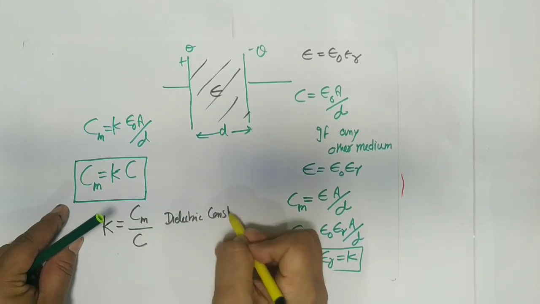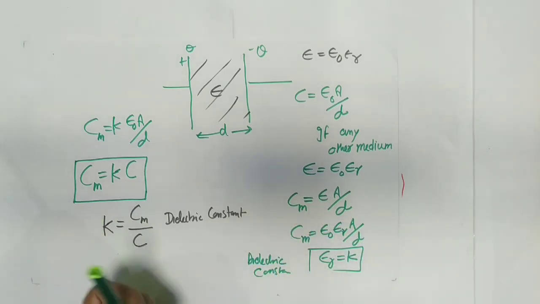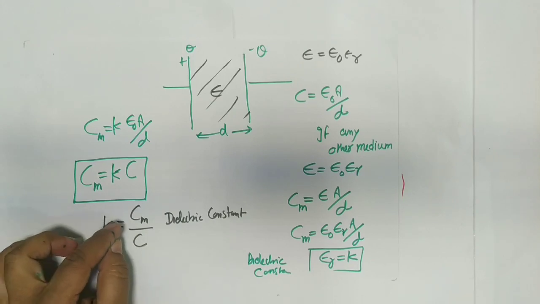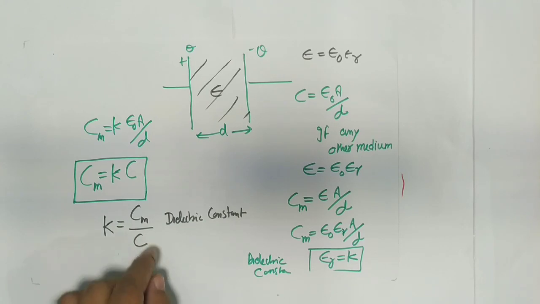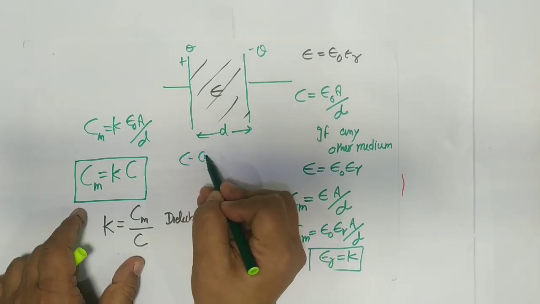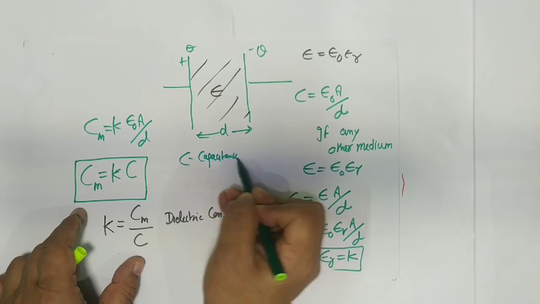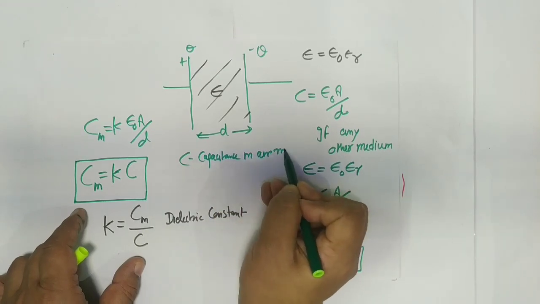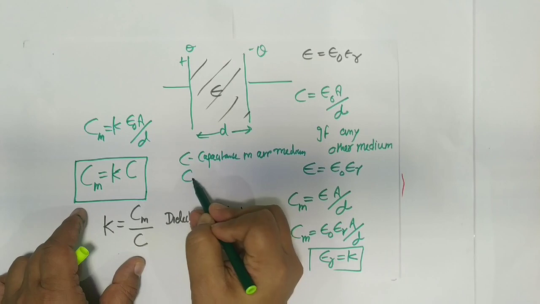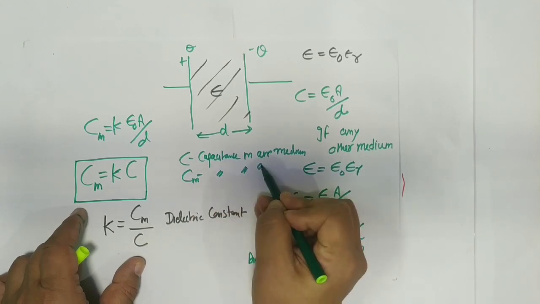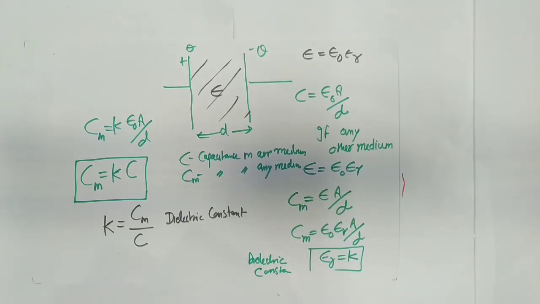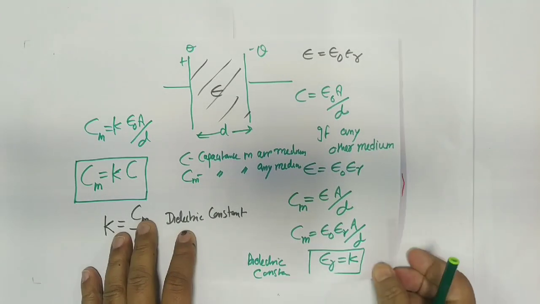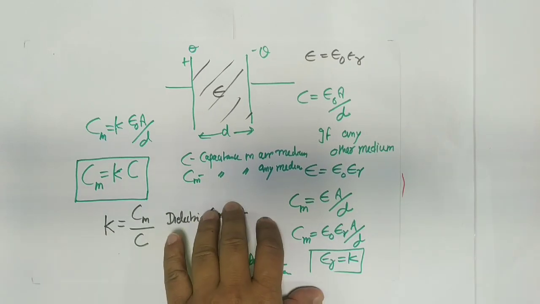Already we have gone through it in Gauss law, Coulomb's law, electric field intensity, flux. Now today we are talking about K. K is the ratio of Cm to C. Cm is what? Capacitance in any medium to the capacitance in air medium. C was the capacitance in air medium. Remember, it was in air medium, and Cm is the capacitance in any medium. So this is another very important concept related with the capacitors. So got it?